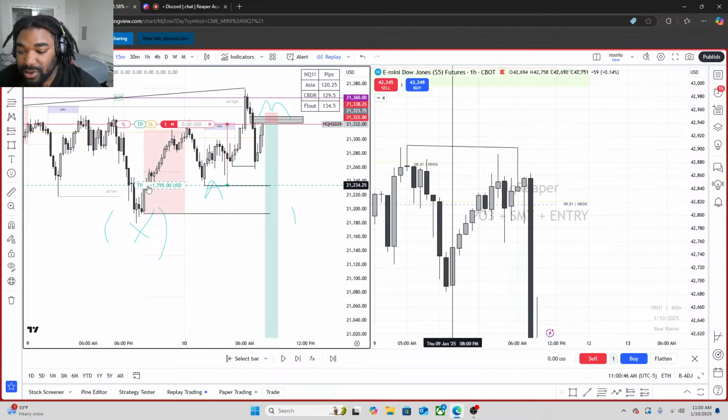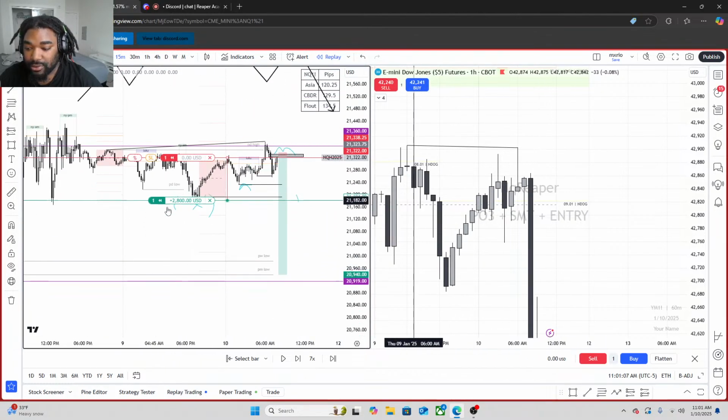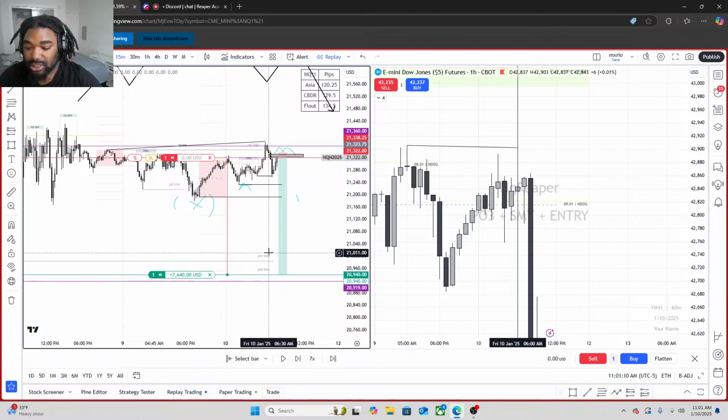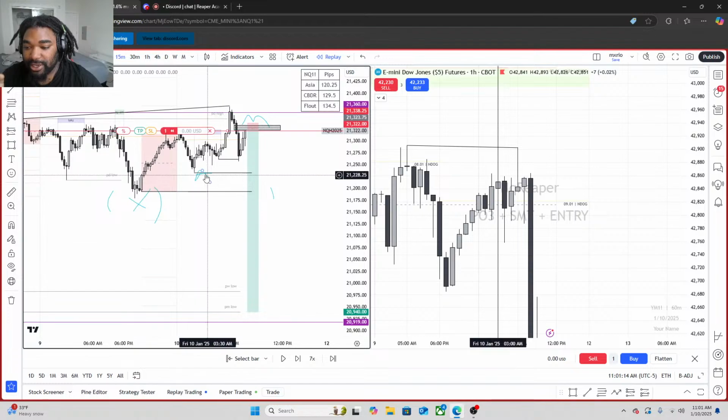TP1. If you took TP1, bro, this is still $1,700 just off TP1. Mind you, this is just take profit one. Who is not okay with making $1,700 in one day? TP2, you got 2,000, 2,500. Last TP that I had, 7.6. Who's not okay with making that? And this is just the first TP.